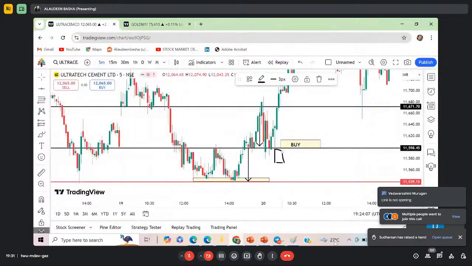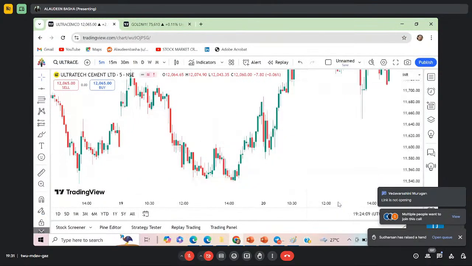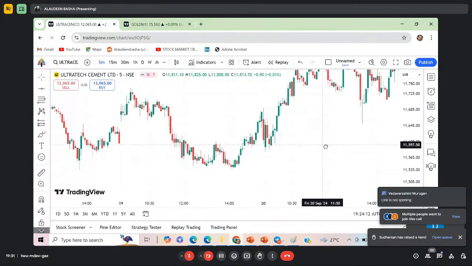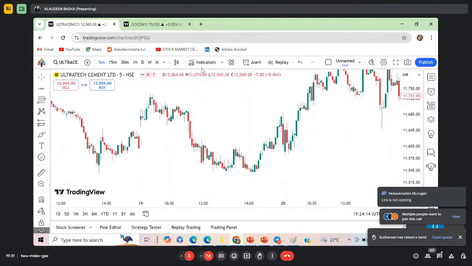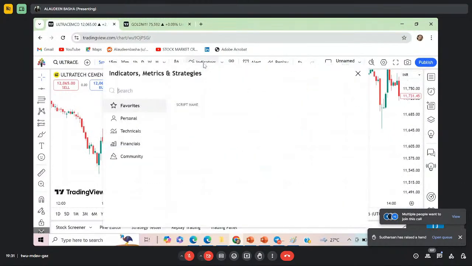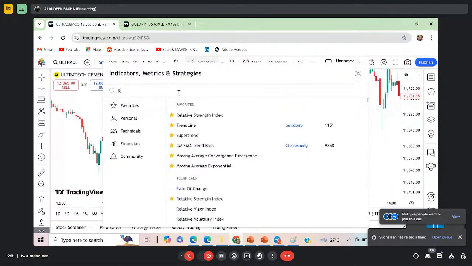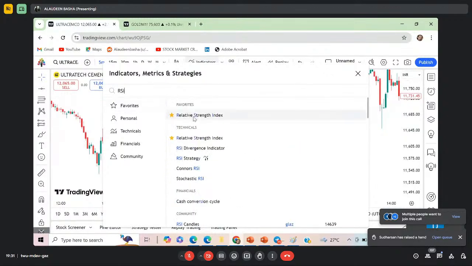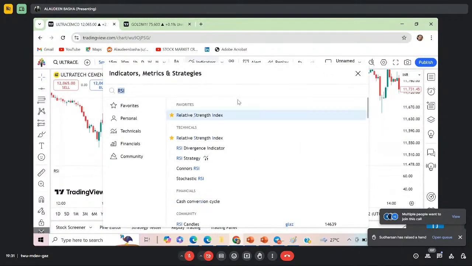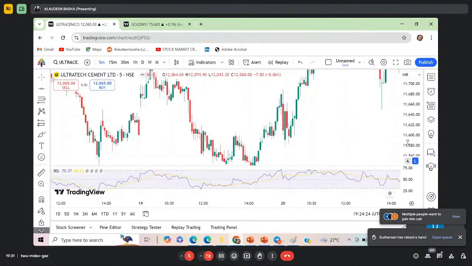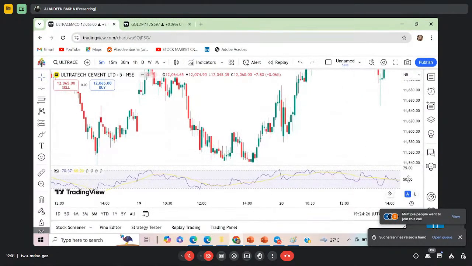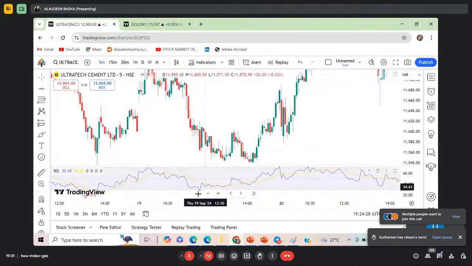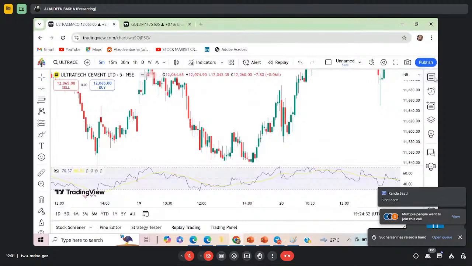First one is RSI. Just remove all this; we'll take Ultratech, there is no issue. To use this indicator, you just type RSI. It is the Relative Strength Index. I just click this indicator. Here the indicator clearly shows some default values, from 20 to 80.